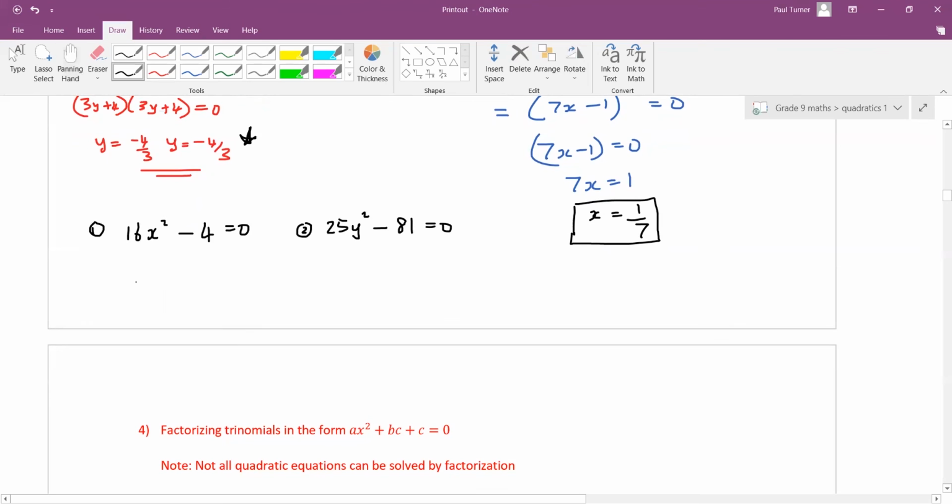So if you've done those, there's a couple more from the perfect square. So you've got 4x squared minus 4x plus 1 equals 0. And you've got 9x squared plus 12x plus 4 equals 0. So try those using those methods up there.